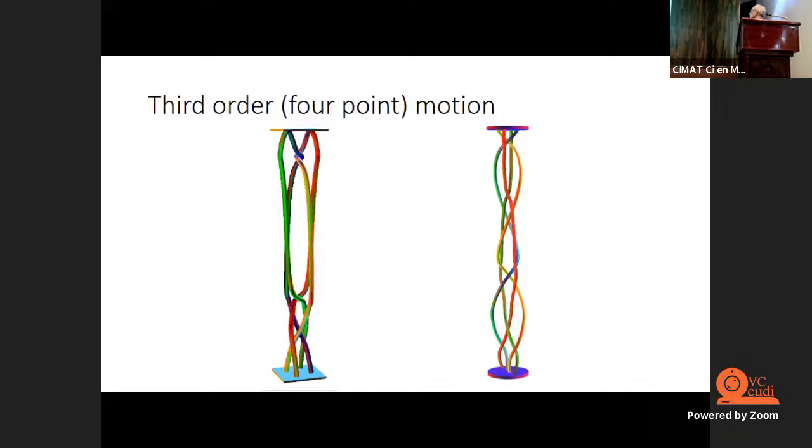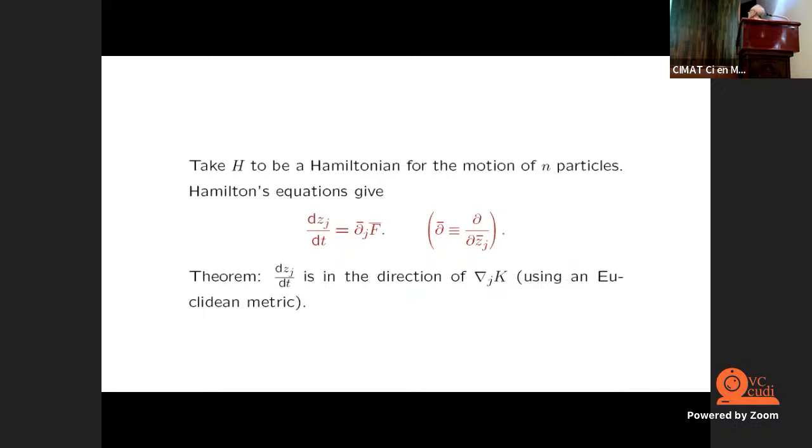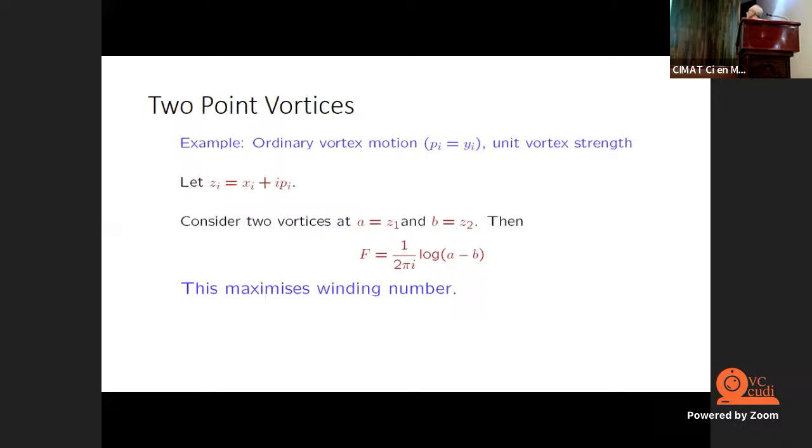This is what I've got for the 4-point motion. The way I generated these was to use a Hamiltonian. So if I move around points in the complex plane, I can have an analytic function and then take H to be the Hamiltonian, the imaginary part, and then you get these Hamilton's equations. And the motion is in the direction of increasing the real part of the analytic function. So your Hamiltonian maximizes winding number.